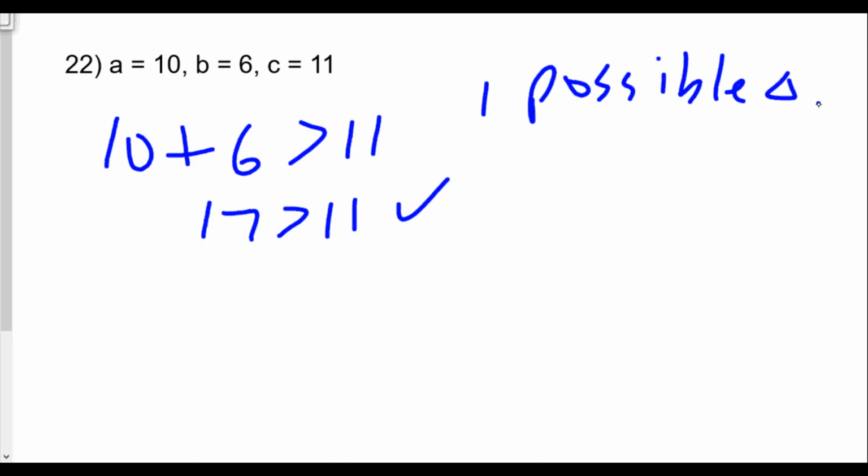Okay, and again, what's the reasoning behind this? We have a side-side-side situation. We're given three sides of the triangle. And so if we have side-angle-side, angle-side-angle, angle-angle-side, or hypotenuse-leg information-wise, there can be only one possible triangle. Okay? All right, so with that being said, the question is how many possible triangles will be formed?